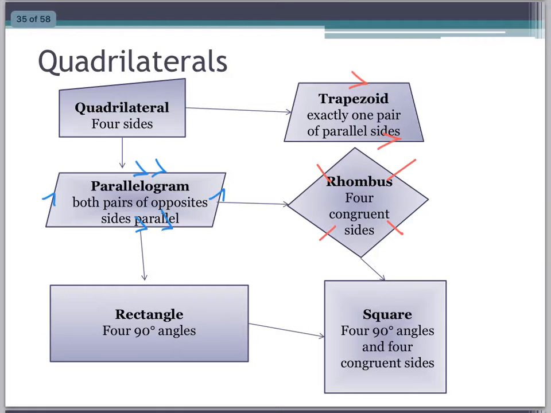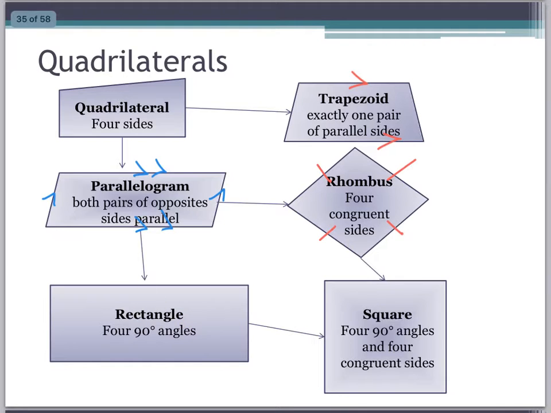So what I mean by that is this side over here is parallel to this side. This side is parallel to this side. And all 4 sides happen to be of equal length. Other fun things about a rhombus, this angle equals this angle. This angle equals this angle. Kind of cool, right? All right, moving on to a rectangle.